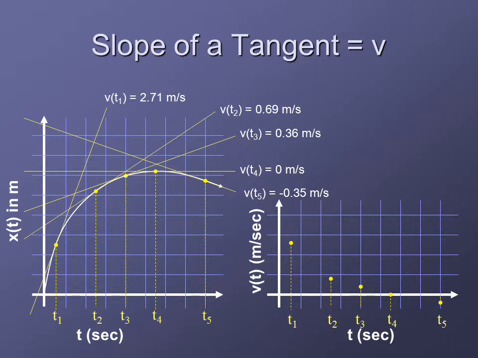All right, well, we can connect these points and get another function. So this graph here is the graph of velocity versus time, or the graph of the derivative of position with respect to time, or the derivative versus t.